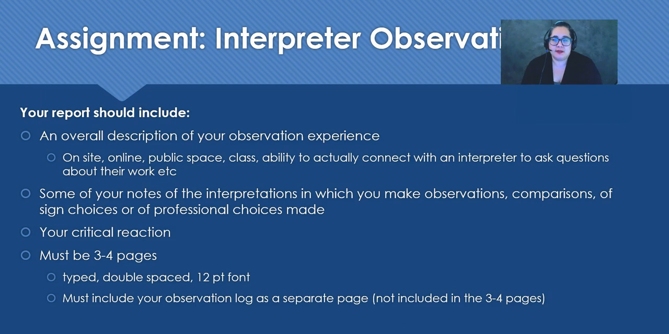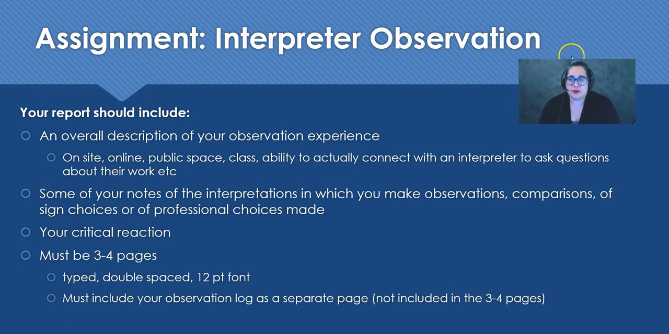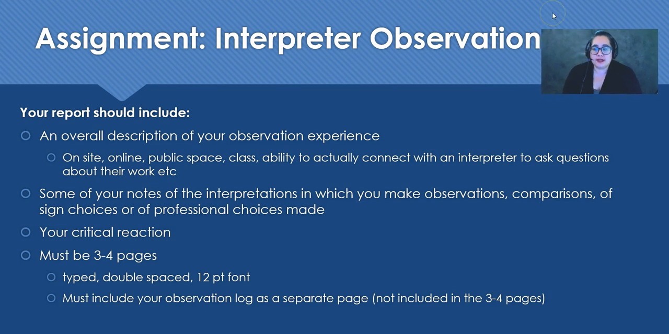Here's what the assignment with your interpreter observations will require. For this class, our goal is to complete 10 observation hours for the whole semester. I would normally require more hours, but because we have to get creative, I know that's going to be difficult, and so 10 is the goal. And if we can get more in, we'll get more in. But 10 is the goal for your paper.